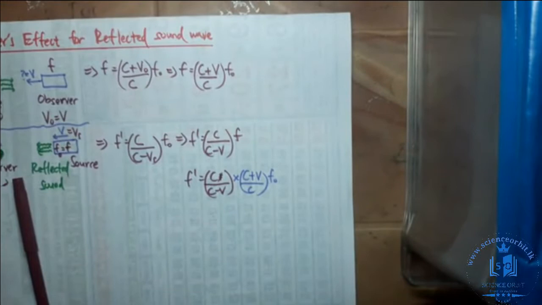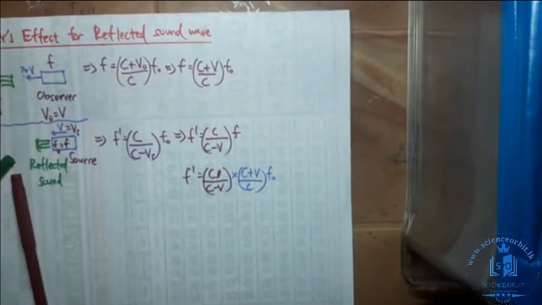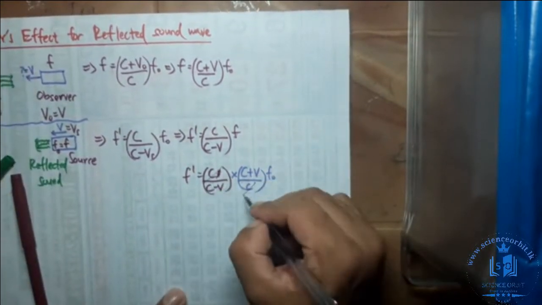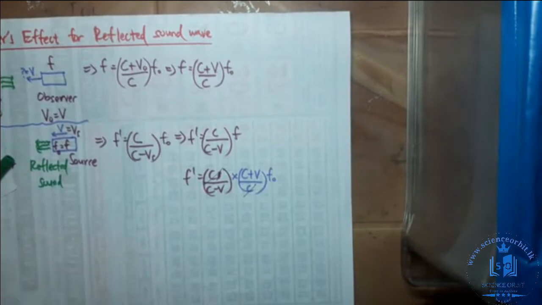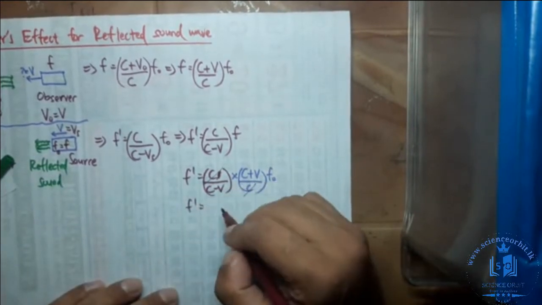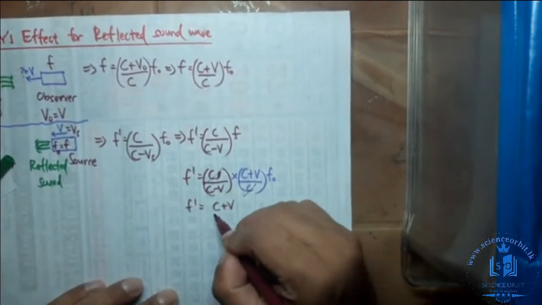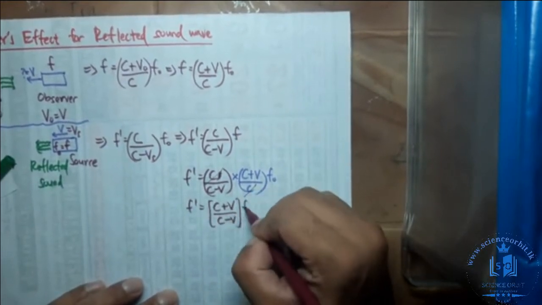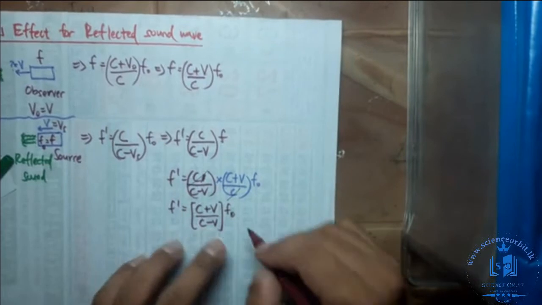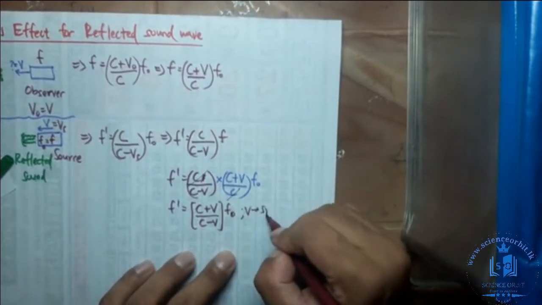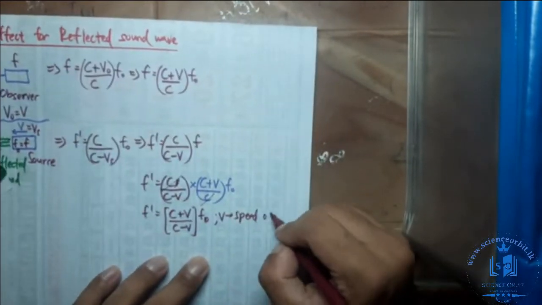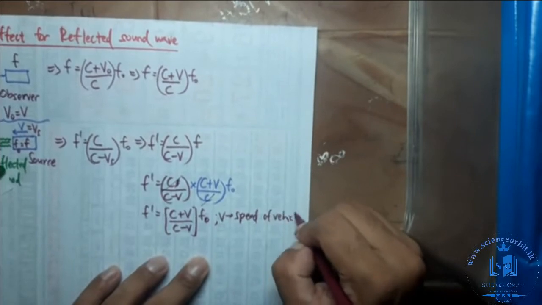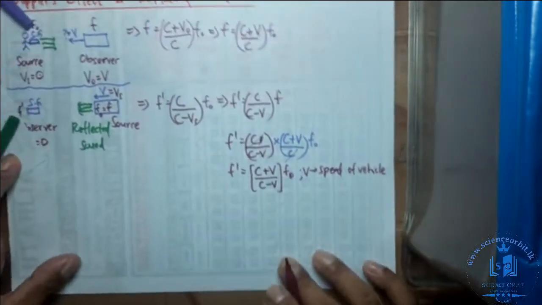Okay, what will happen? You can cancel out that C. Am I correct? This C and this C can be cancelled out, and finally I will get an equation: F dash is equal to C plus V over C minus V. What is V? V is the speed of the vehicle, correct?